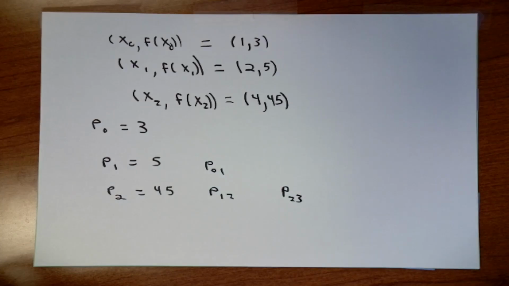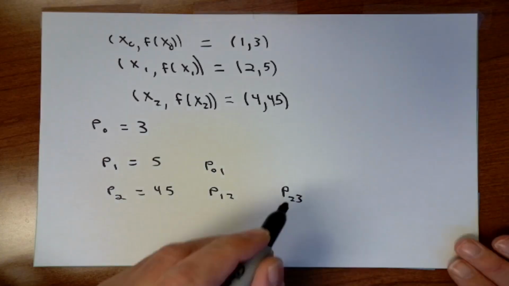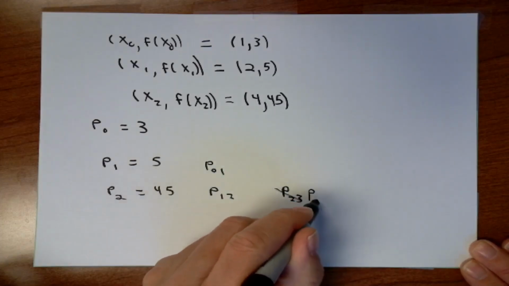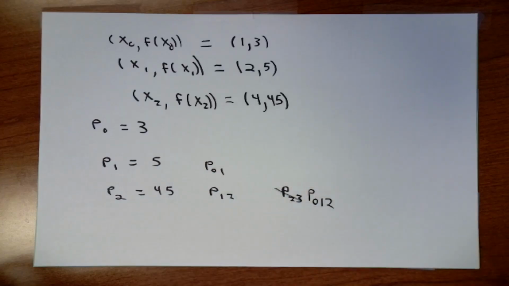P0 is the constant polynomial 3, P1 is 5, P2 is 45. Using our recursion formula, we'll get P01 and P12. Then after that, we'll combine those two expressions to get P... Blah. I said I was going to leave all of my rambling in, so I just made an obvious mistake. We will combine that and that to get P012.